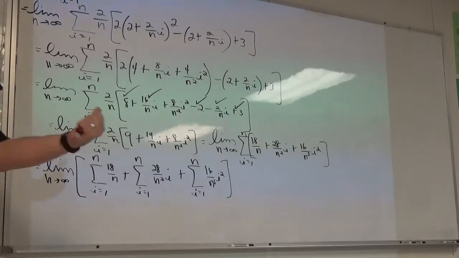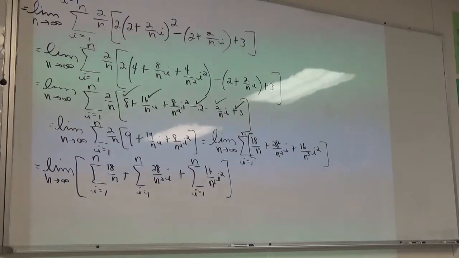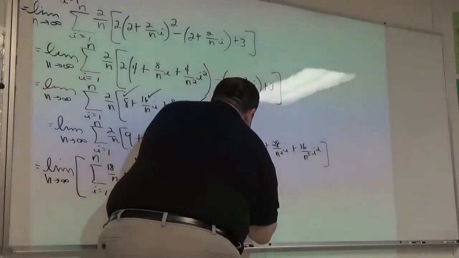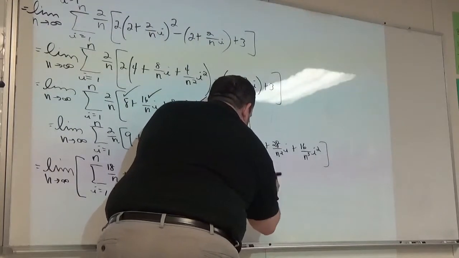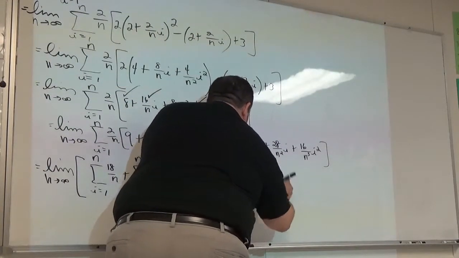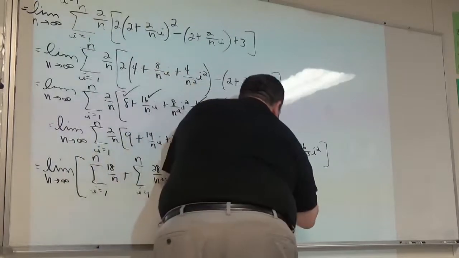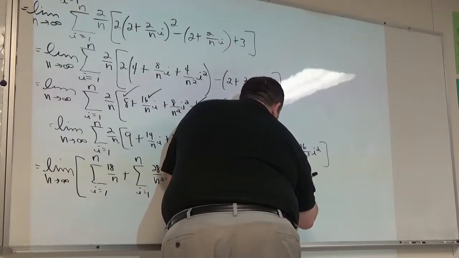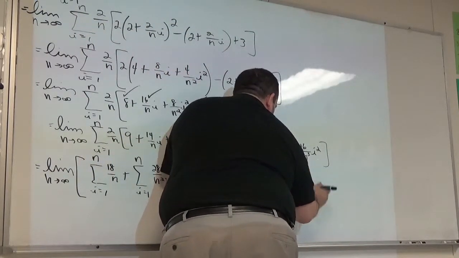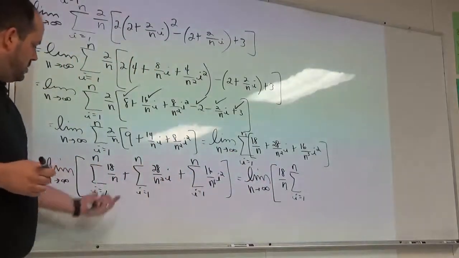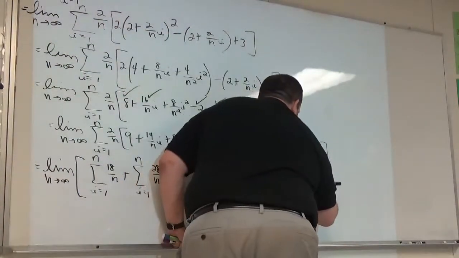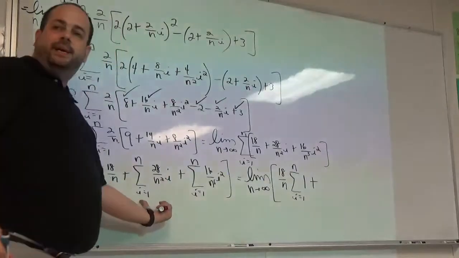So all the constants you can pull out in front. n is a number. It is a fixed number at the beginning. We're going to do something with it in a little bit. So I've got 18 over n, big sigma. What's left over? 1. Plus, the next big sigma.